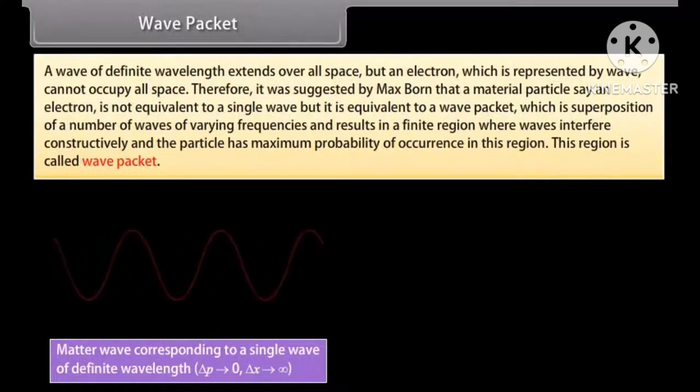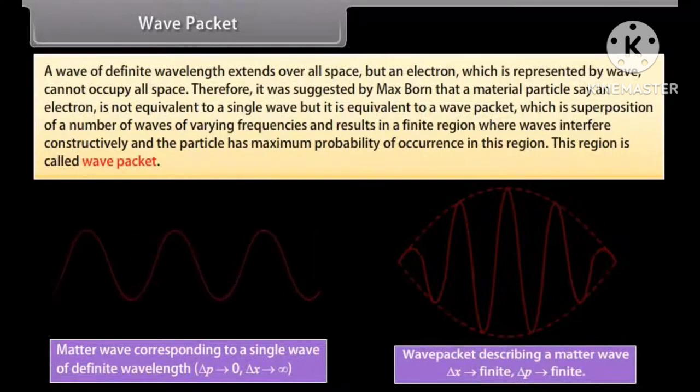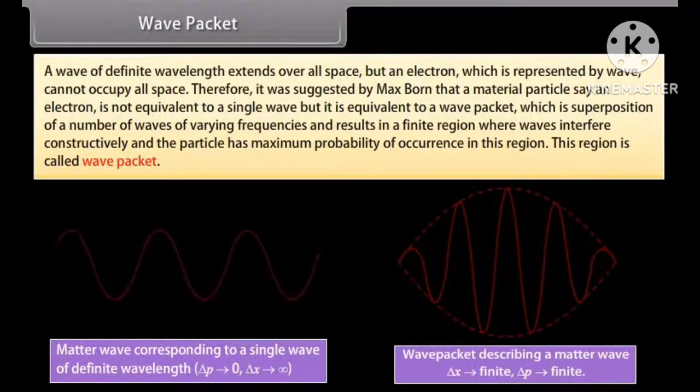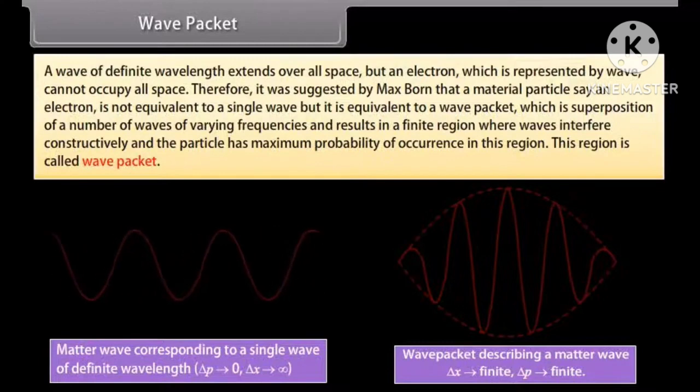A wave of definite wavelength extends over all space, but an electron, which is represented by a wave, cannot occupy all space. Therefore, it was suggested by Max Born that a material particle, say an electron, is not equivalent to a single wave, but to a wave packet, which is a superposition of a number of waves of varying frequencies and results in a finite region where waves interfere constructively, and the particle has maximum probability of occurrence in this region. This region is called a wave packet.